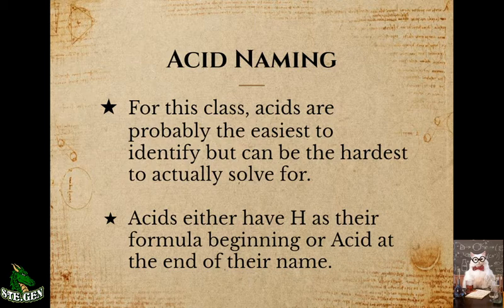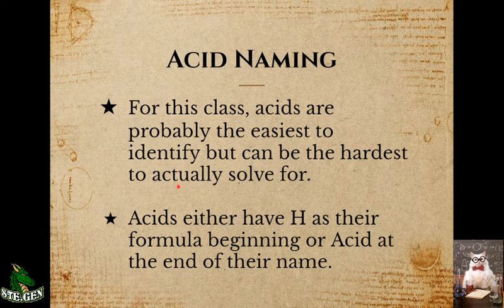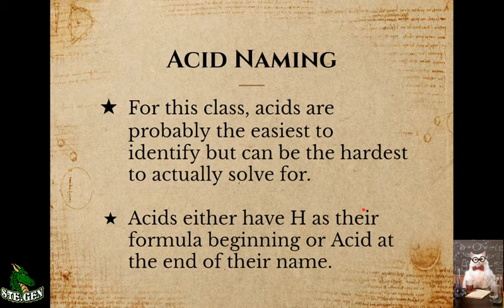So our last section of notes that we're here to look at is acid naming, and for this class, acids are probably the easiest to identify, but can be the hardest to actually solve for. To identify them, acids either have an H as their formula beginning, like H2SO4, HCl, H3P, any of those would be examples of acids. They have H at the very beginning. Or for their names, they just have acid at the end. Their name literally has acid in it. So it's pretty clear to find them, but then actually solving their problem can get a little tricky.